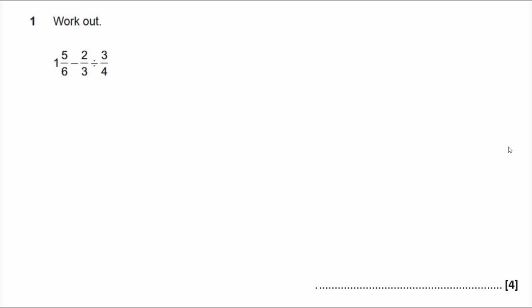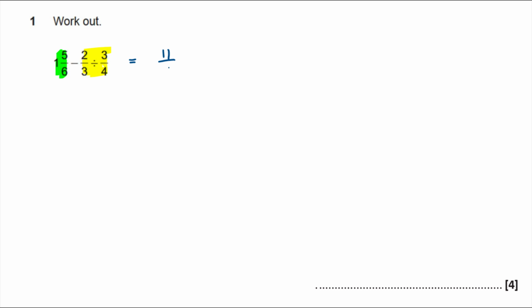Question 1. Work out 1 5/6 minus 2/3 divided by 3/4. Okay, so we've got a whole lot of fractions going on here. Also a bit of BIDMAS. BIDMAS says we need to do division before subtraction. So we're going to do this little bit first, and then whatever we get, we take away from 1 5/6. In the meantime I'm going to change the 1 5/6 into an improper fraction because I find those easier to work with. So 1 times 6 is 6, plus 5 is 11.